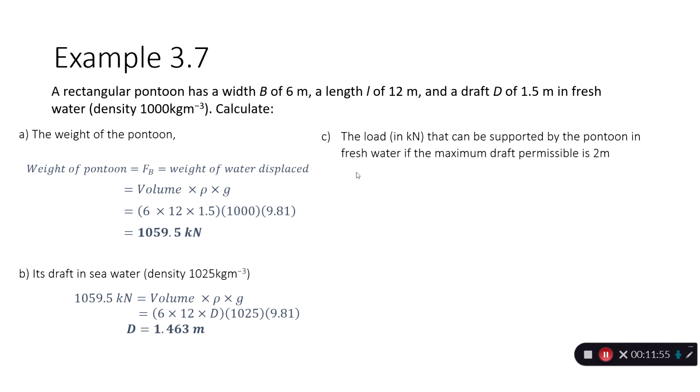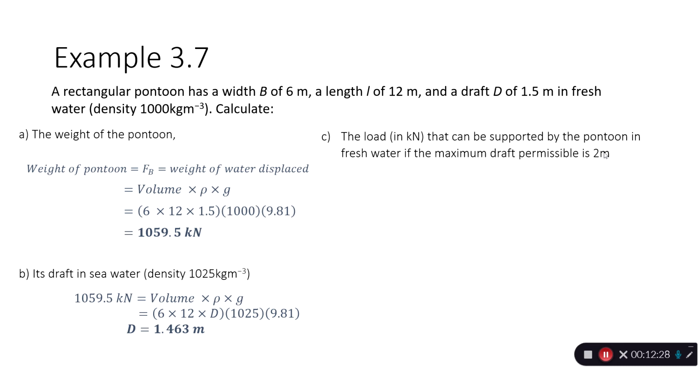And the last question is, what is the load that can be supported by the pontoon in freshwater if the maximum draft permissible is 2 meters? So before this, we only considered the pontoon being empty. There's no other load on it. So here we need to calculate what's the maximum weight that you can put on the pontoon so that it only sinks by 2 meters.